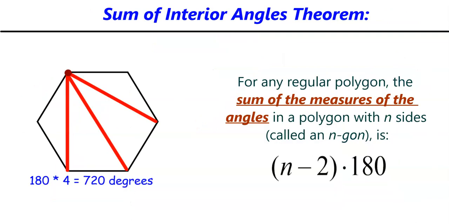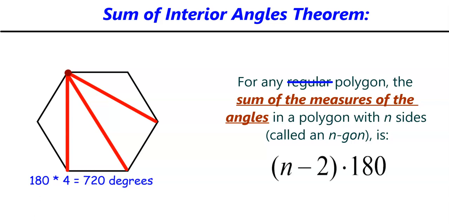So this brings up something that we call the sum of interior angles theorem, or the sum of interior angles formula, for any regular polygon, or for any polygon generally. The sum of the measures of the angles in the polygon with n sides, which we call an n-gon, is n minus 2 times 180. So if it's a 7-sided polygon, a heptagon, it has 7 minus 2, or 5 times 180 total degrees. If it's an icosagon that has 20 sides, it has 20 minus 2, or 18 times 180 total degrees.